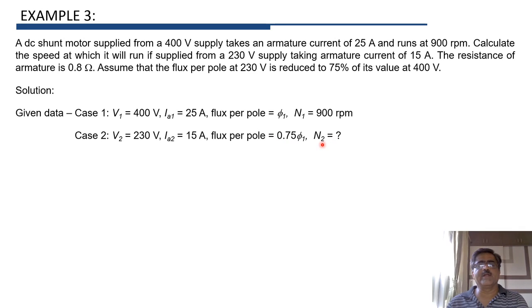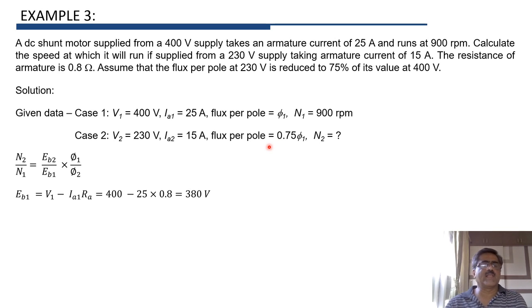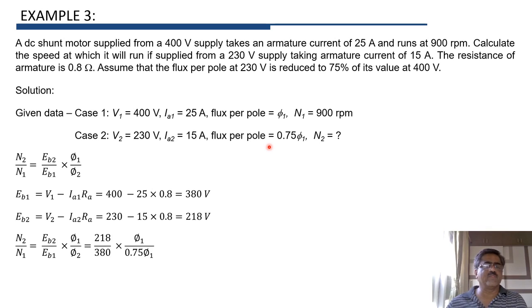Now we know the relation between N2 and N1. N2 upon N1 is equal to Eb2 upon Eb1 into phi 1 upon phi 2. Now Eb2 is V2 minus Ia2 into Ra, and Eb1 is equal to V1 minus Ia1 into Ra. And we know phi 2 is 0.75 into phi 1. So first of all, we can calculate Eb1. It is 380 volt. We can calculate Eb2. It is 218 volt. Then we can write the expression for N2 upon N1. So it is equal to 218 divided by 380 into phi 1 upon 0.75 phi 1.